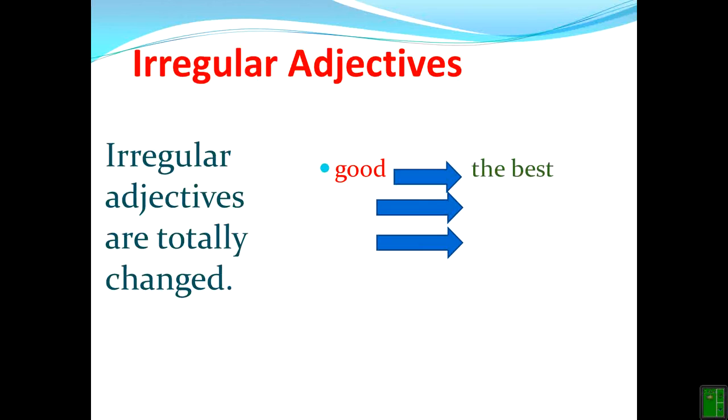The first example here is the word good. We change it into the best. The adjective bad, we change it into the worst. The adjective far, we change it into the farthest.